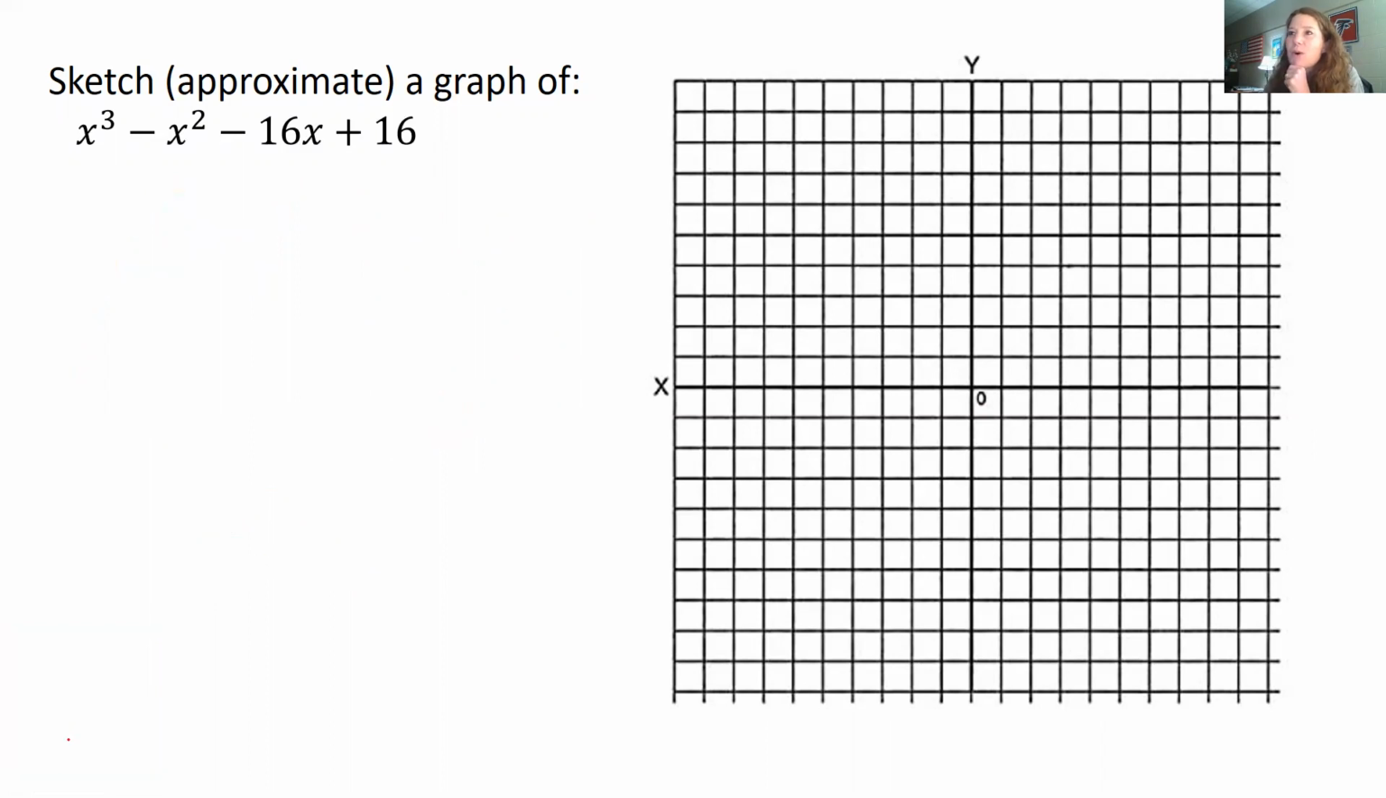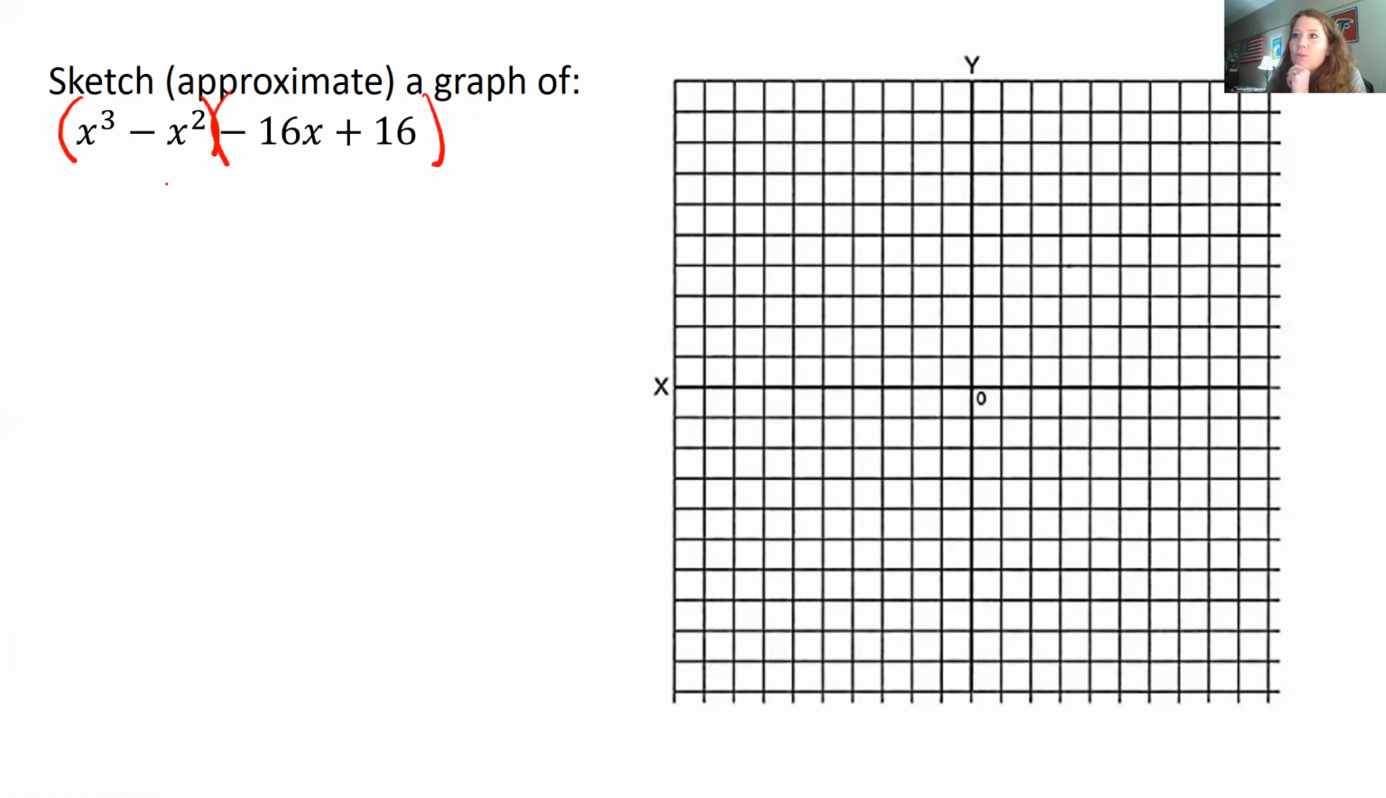However, let's talk about what we can be sure of. What we can be sure of is our x-intercepts and our y-intercept. Remember, on all the quadratics, we ended up with 2 solutions, 2 x-intercepts. Since this is a cubic function, we should end up with 3 x-intercepts. So the first thing we're going to do is factor this. And since there's 4 terms, we're going to factor by grouping.